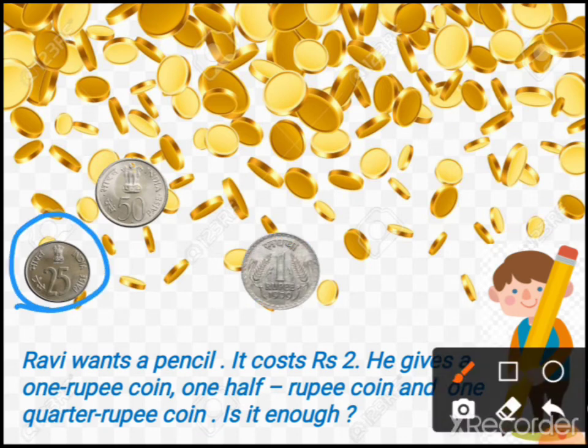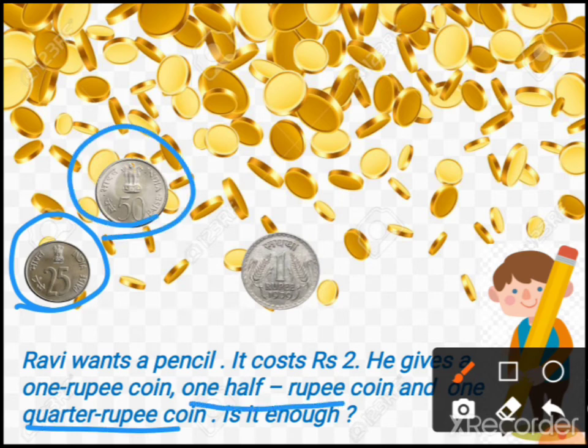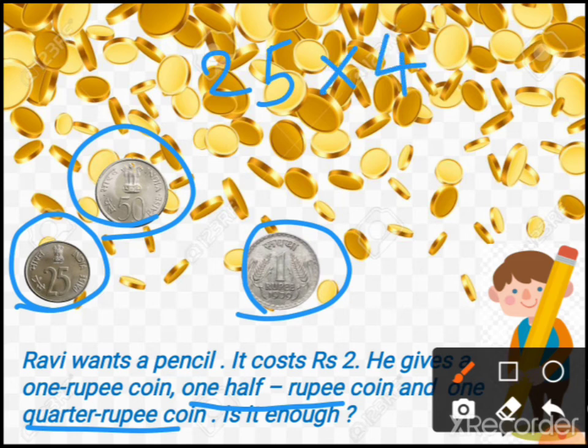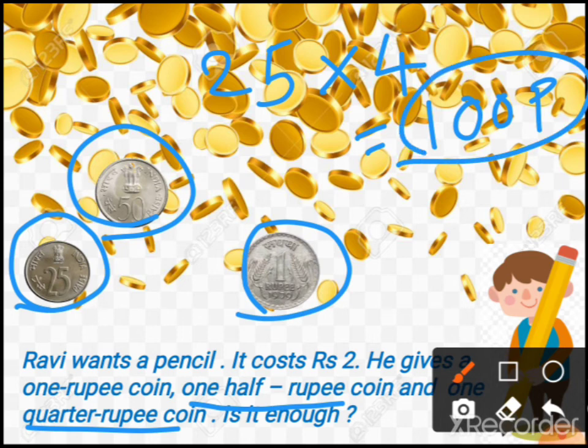See here, 25 paise. 25 paise we can say as a 1/4 rupee coin. 50 paise we can say as a 1/2 rupee coin. And this is, you know very well, a 1 rupee coin. How can you say that this is a quarter rupee? Because if you multiply 25 four times, the answer will be 100 paisa, and 1 rupee is equal to 100 paisa. So fourth means quarter, we can say 1/4.